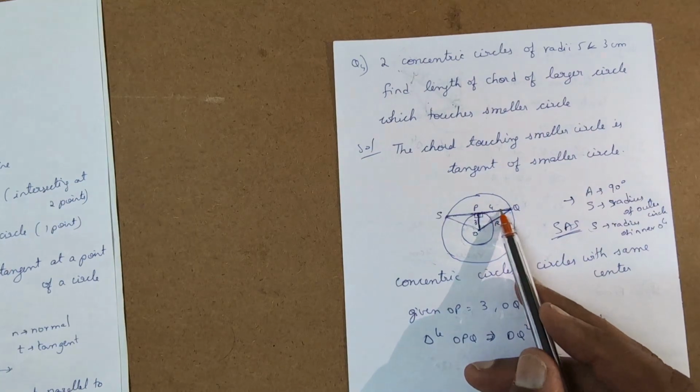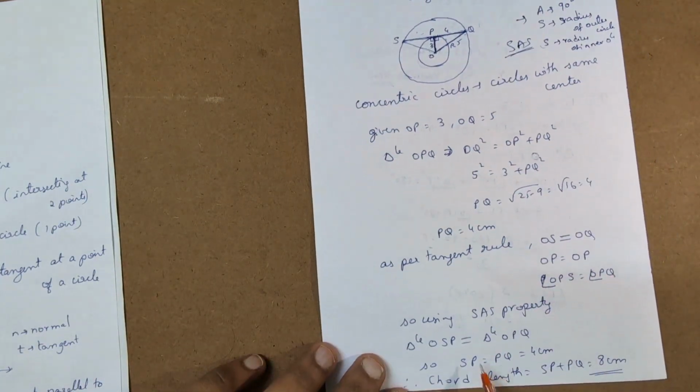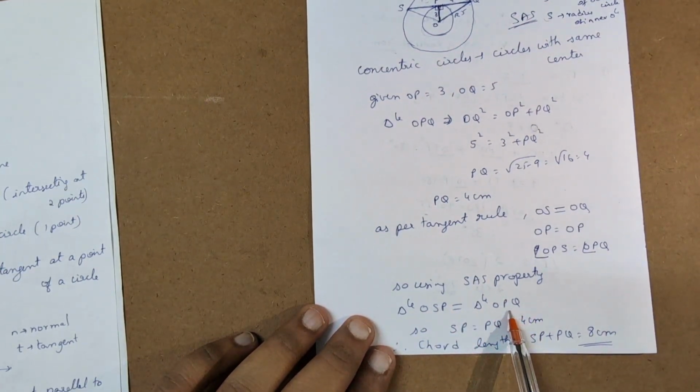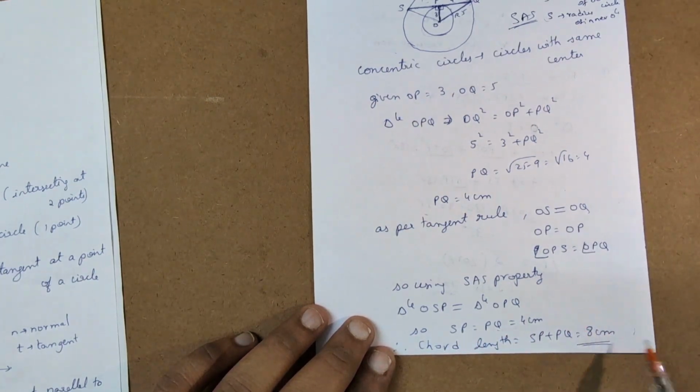This we already found, it is 4, so this also will be 4. The total length will be equal to 8 centimeters. So using the SAS property, SP equals PQ equals 4 centimeters, so the chord length will be equal to 8 centimeters.